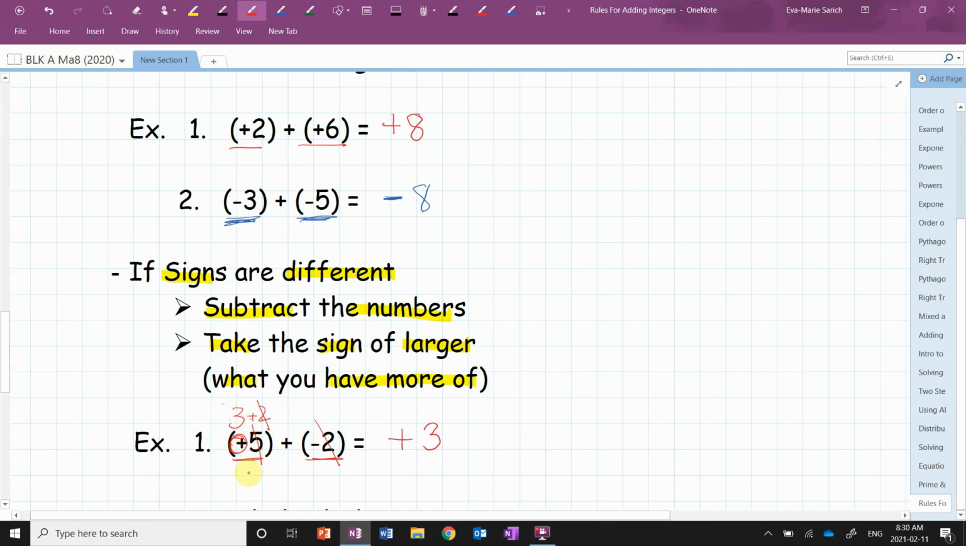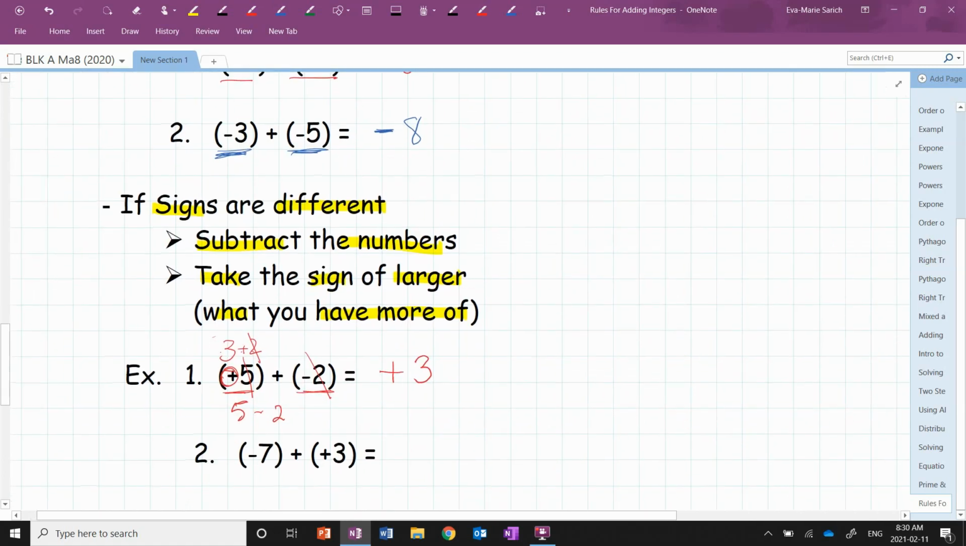Well, the easiest way to do that is 5 subtract 2. Take the numbers away. That gives you 3. Okay? Let's go to the next example.